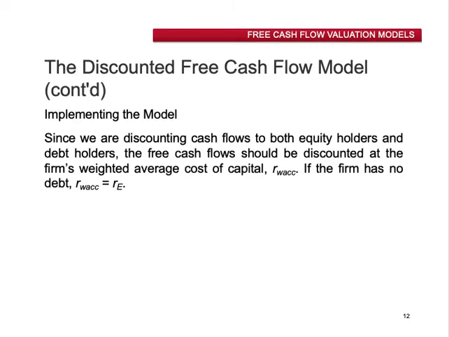Remember that the cash flow to the firm goes to both equity and debt holders. That also means that the equivalent cost of capital should be related to both equity and debt capital. And therefore, the discount rate that we use in calculating the enterprise value is called the weighted average cost of capital, also called the WACC.